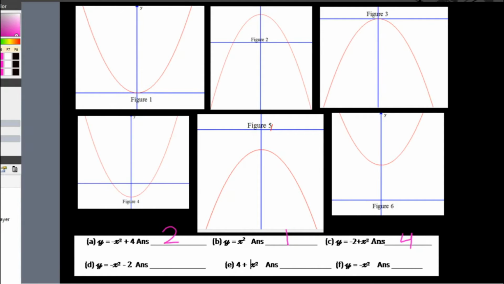figure 4. Okay. Part D, minus x square minus 2. Minus x square means inverted U graph which will be touching the y-axis at -2. So inverted U which touches the y-axis at -2, so that's figure 5. Next is x square plus 4. So U-shaped and 4 units up, so figure 6. And then minus x square is simply figure 3.